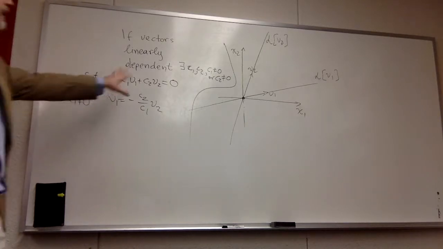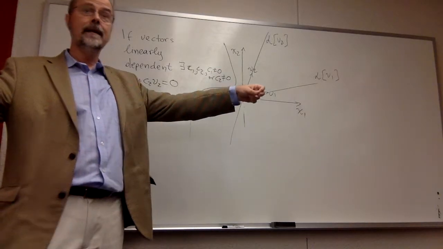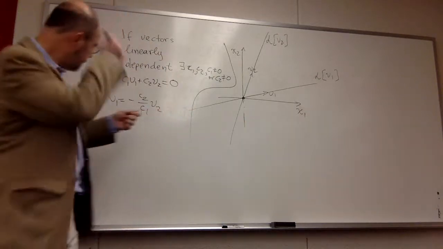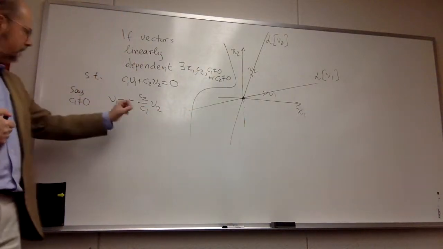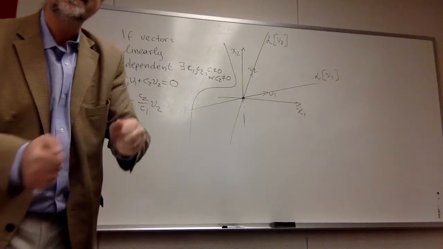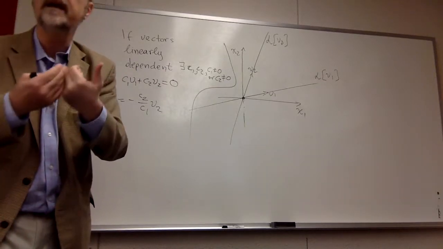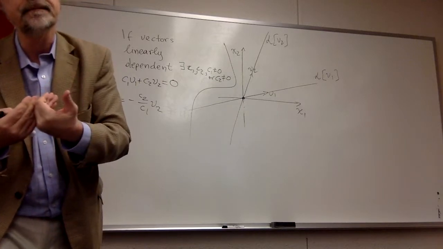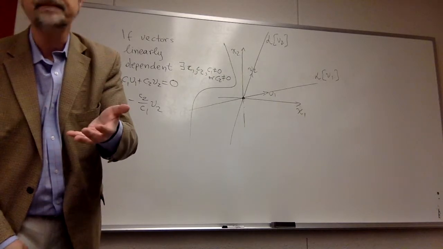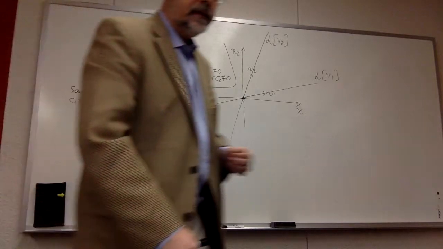You will still require that at least one of the C's is not 0 if your set is linearly dependent. And if that's the case, then you would get something like this. There might be more V's over here, but one of the V's that are dependent is always expressible as a linear combination of the other V's in that set. So if you have the other V's, it doesn't tell you anything new. Same idea. Yes? Questions?